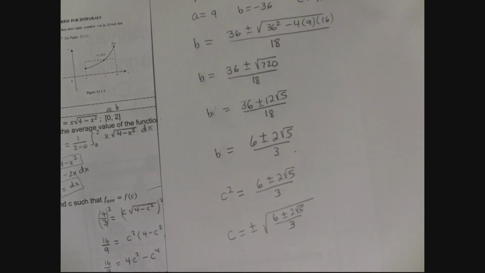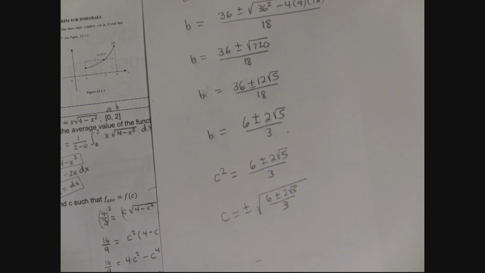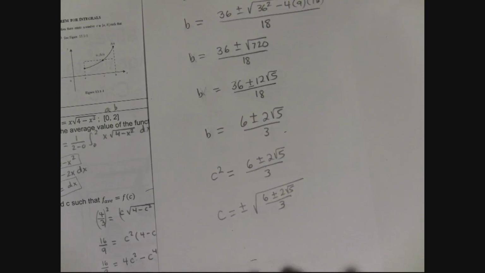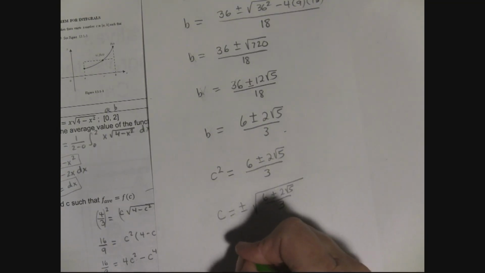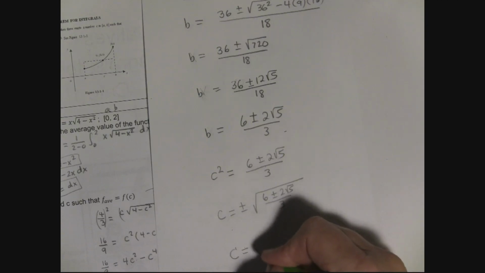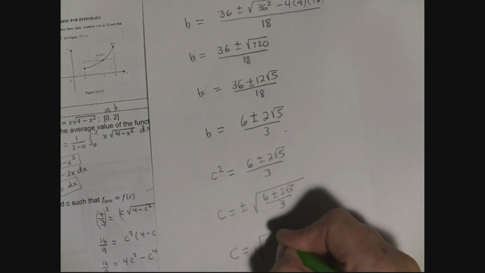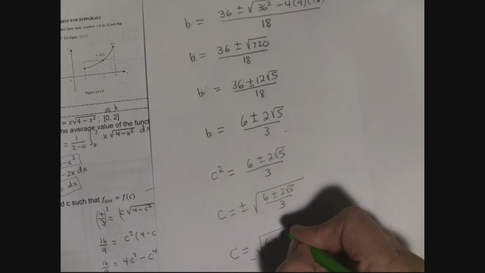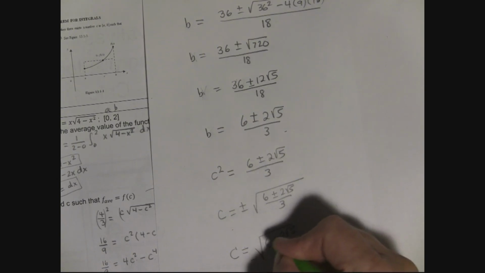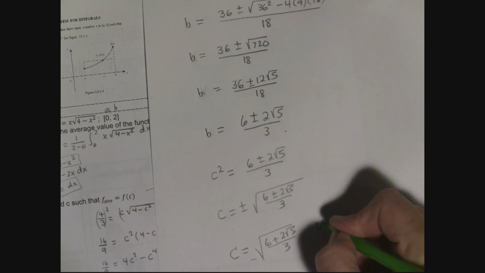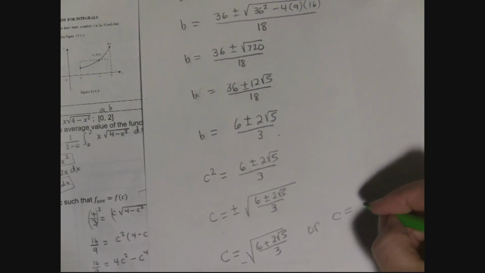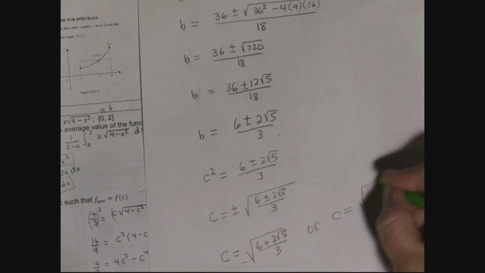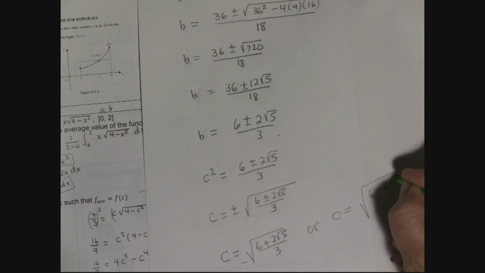And we want this only to be in the interval 0 to 2. And so I think the negative one will be negative, so we know that it has to be just positive. C equals the square root of 6 plus 2 square roots of 5 over 3, or C equals the square root of 6 minus 2 square roots of 5 over 3.